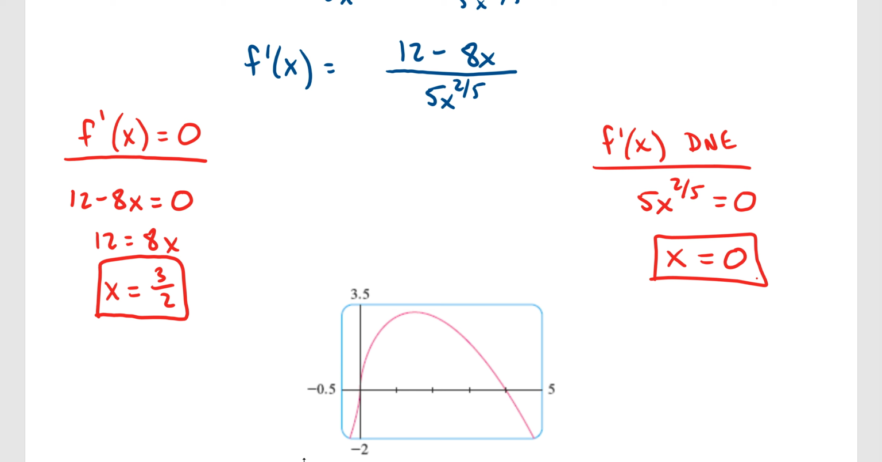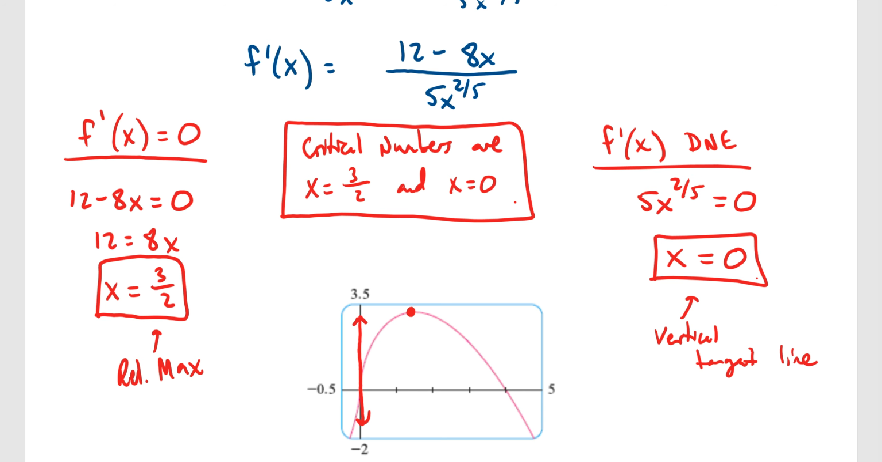So in the upcoming sections, we're going to go a step further after finding these critical values. But I put the graph on here. You can tell by looking at the graph that at x equals 3/2, which is 1.5, there is a relative max at that point. At x equals 0, there is a vertical tangent line. It's kind of hard to tell by looking at the graph, but there is a vertical tangent line right here. So that would mean the derivative does not exist with a vertical tangent line. Okay, so we found our two critical numbers.